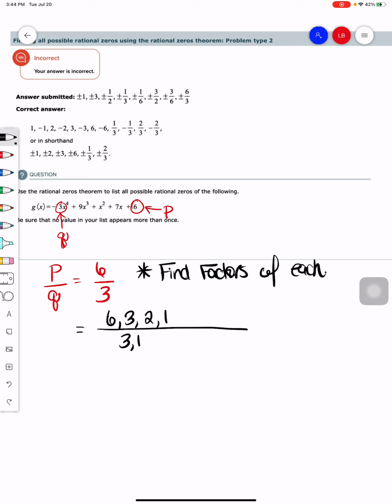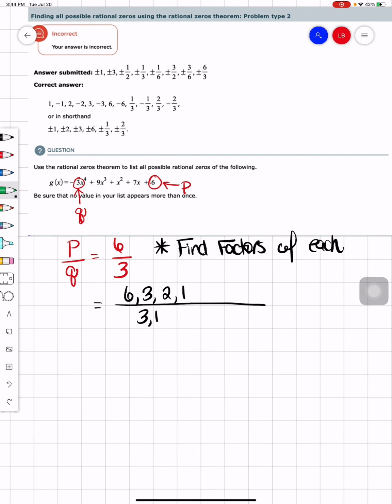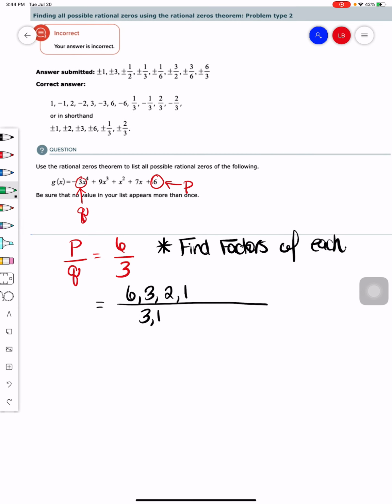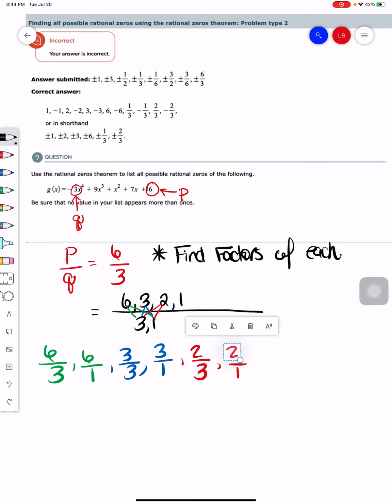And so from there, what I do is I write down all of my possible ratios, if we want to use that word. So I can see that I could have 6 divided by 3 and 6 divided by 1. And if I choose to color coordinate this, I can do 3 divided by 3 and 3 divided by 1. I can have 2 divided by 3 and 2 divided by 1. And we will just keep this last one black. That will give me 1 divided by 3 and 1 divided by 1.